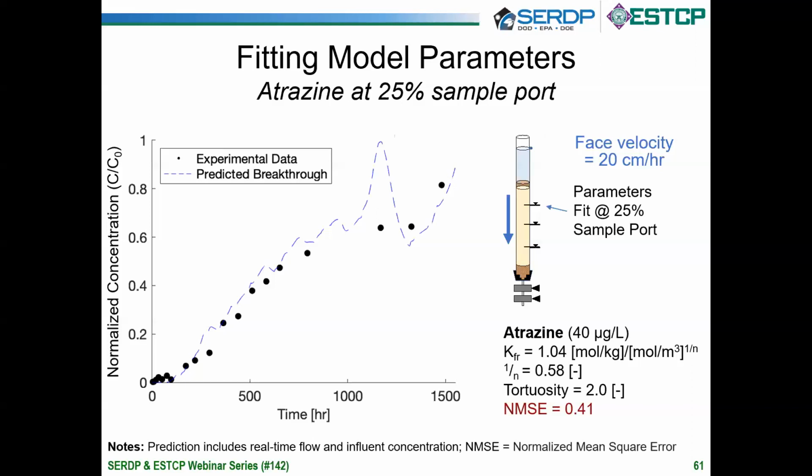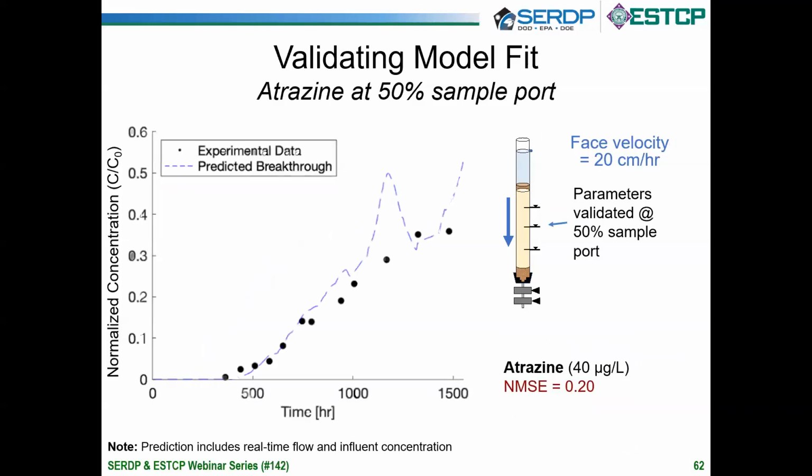And now we can ask the question, well, how well does it really fit the other data? So this shows fitting the data, taking those sorption coefficients and now looking at what we see at the 50% port. And the fit is quite good. And again, this is with atrazine. We're here at 40 micrograms per liter in the presence of that whole suite of compounds, including the dissolved organic carbon. And we see that the prediction works quite well.